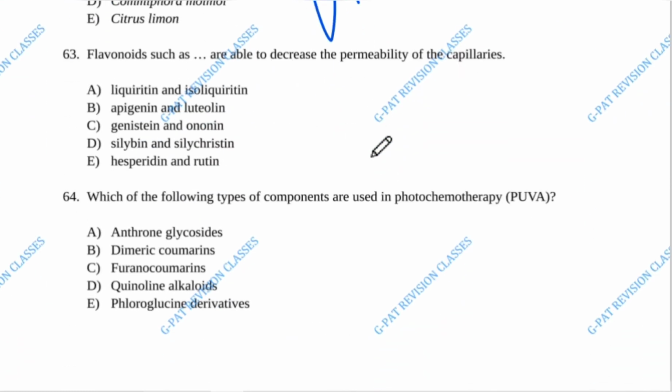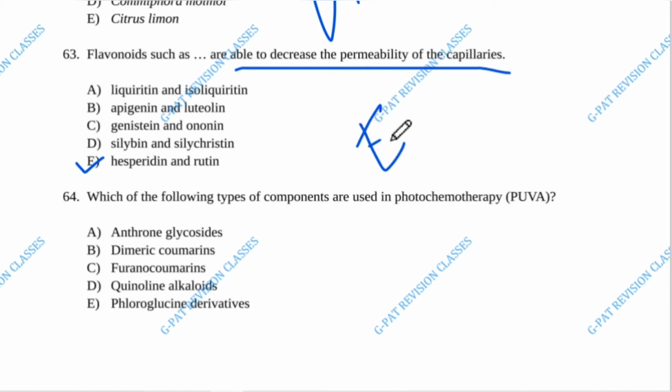Next is question number 63: flavonoids such as hesperidin and rutin are able to decrease the permeability of the capillaries. The answer is E.